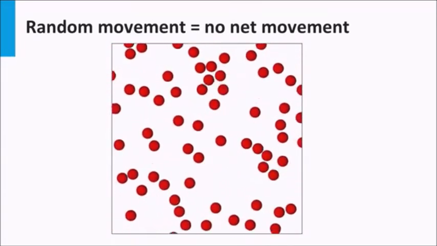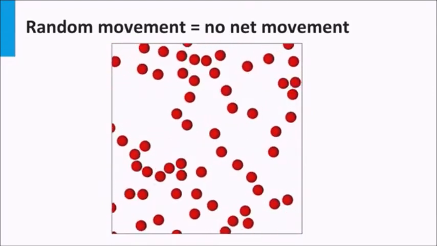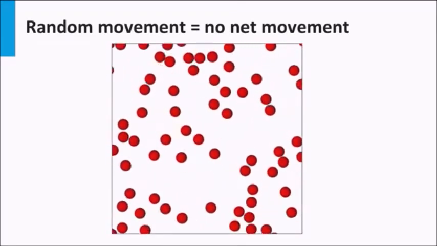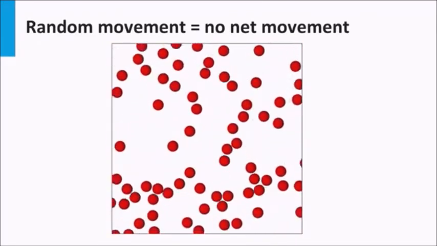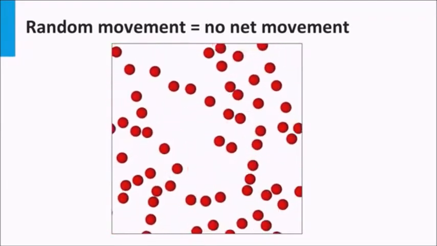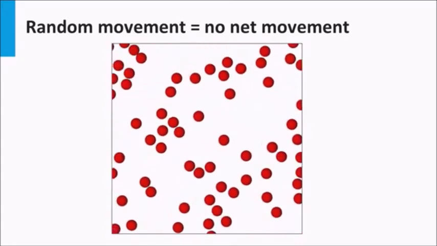Let's consider the situation that the density of the particles is uniformly distributed. No density gradient exists. On average, the particles with a random walk will have no net movement. Just as many particles will move to the right as will be moving to the left. Just as many particles will be moving up as will be moving down.